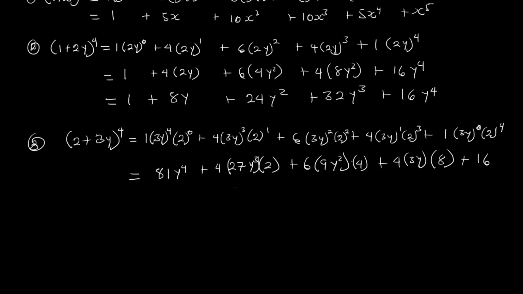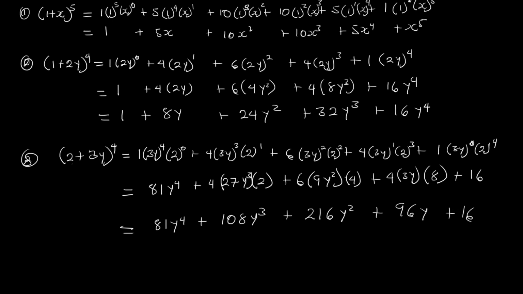Final answer will then be given by 81y to the 4 plus 4 times 2 is 8, 8 times 27 is 216y cubed, plus 6 times 4 is 24, times 9 is 216y squared, plus 4 times 8 is 32, times 3 is 96y, plus 16. So this will be the expansion for 2 plus 3y raised to the power 4. And as we can see, now we have the polynomial in descending order of powers of y. We have y to the 4, y cubed, y squared, y to the 1, and 0.